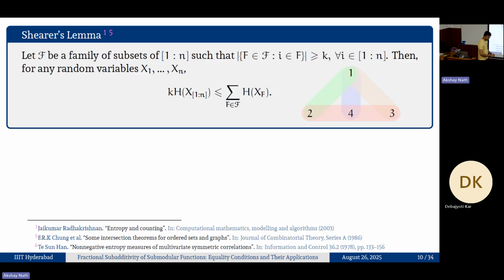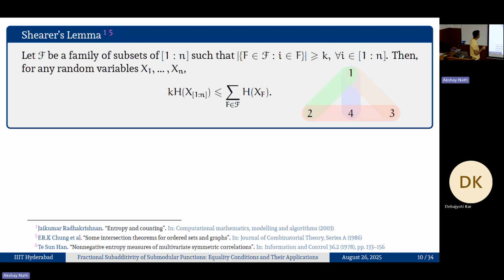So now let's gear it up a bit. Let's look at this family of subsets. Initially we considered a very structured family where I have all the n elements, and on the right side I have subsets which are very structured, all 2 out of 3. Here let's make it a bit more general. I have a family F of subsets of 1 to n such that the number of repetitions of each element is at least k.